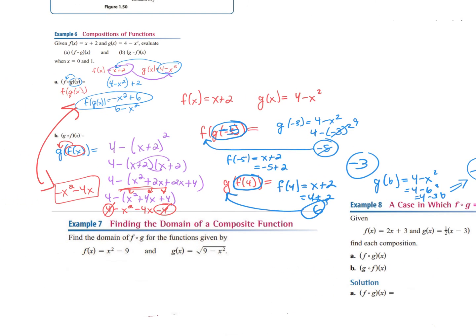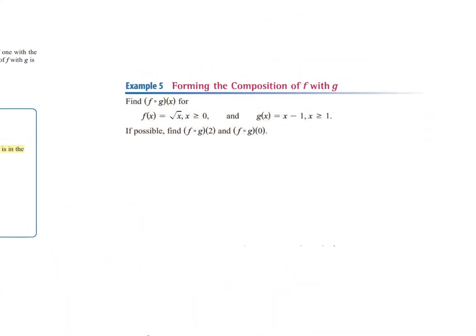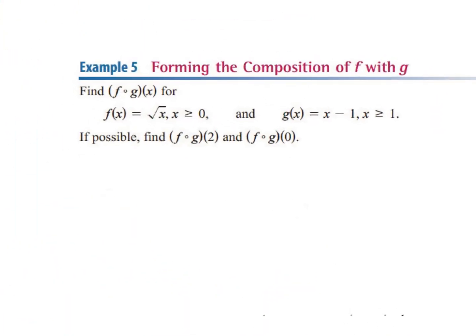All right, a couple more examples. Let's scoot on over here to 5. Let's talk about what this says. First of all, it says find what? What's the first thing you say? Find f of g of x. Not multiplication. If it's multiplication, they would just stick them together. So what they're asking you to do is take the g and plug it into f.